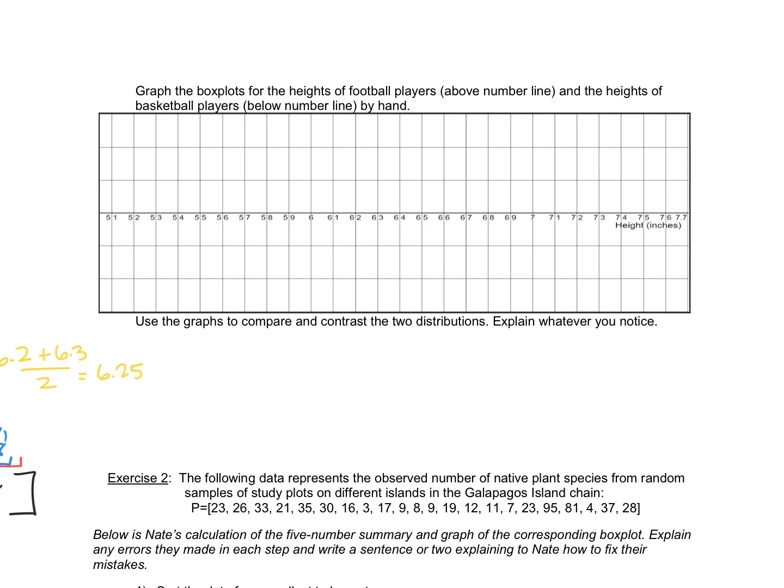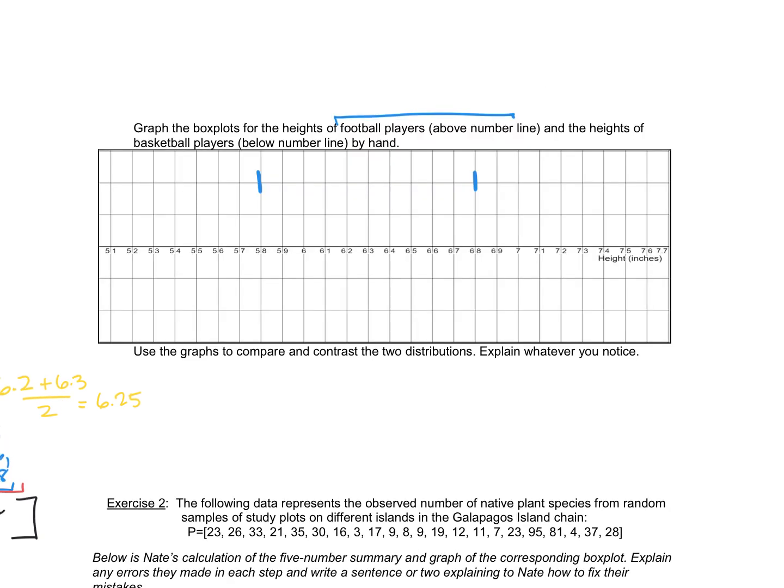So if we go over now and we put the data into the table to visually compare these things, for the football players, our minimum was 5.8 and our maximum was 6.8, with our median being at 6.25. Our Q1 was 6 and our Q3 was 6.4. So that makes the rectangle and then our whiskers here.